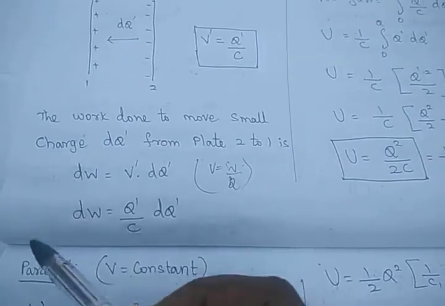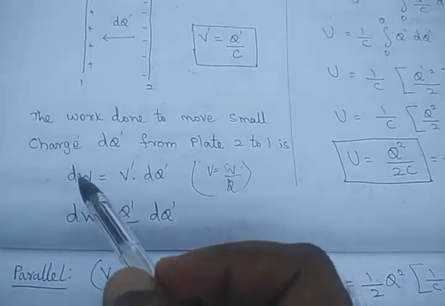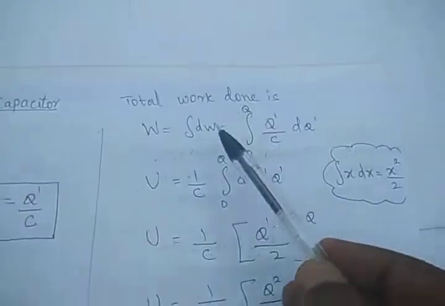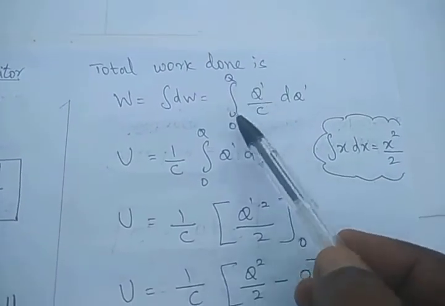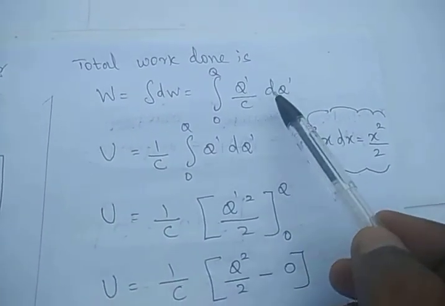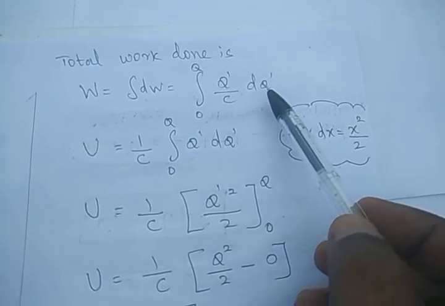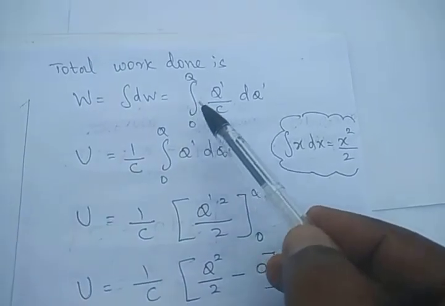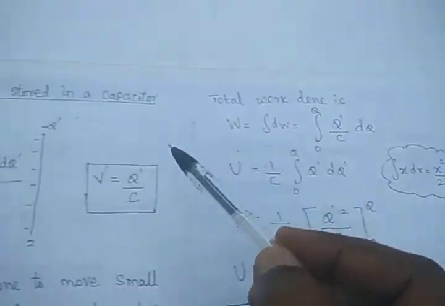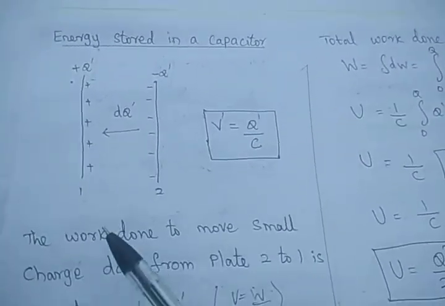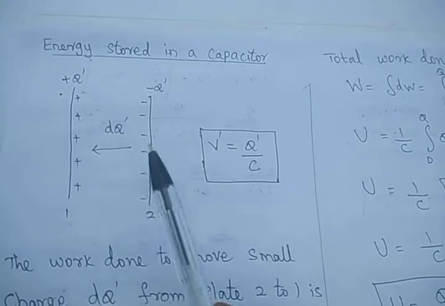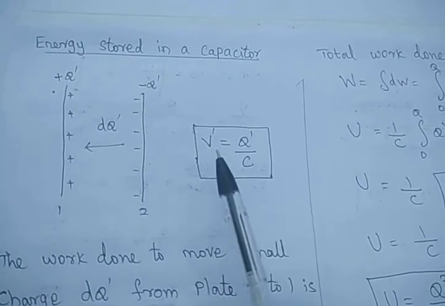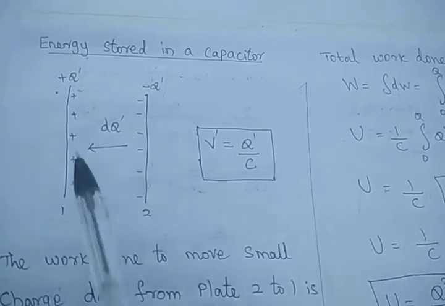So what is the total work done? Merely we have to put an integration symbol. So the total work done is the integration of q prime by C into dq prime. What is the integration? That is a summation. What is the work done to store the total charge in the capacitor? The capacitor is a device used to store charges. Capacitance is the ability of the capacitor to store charges.